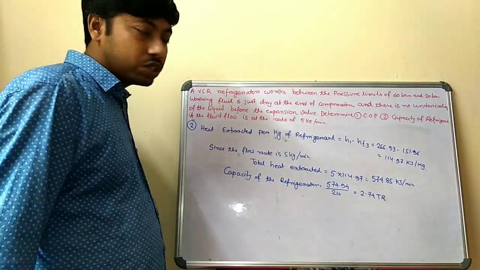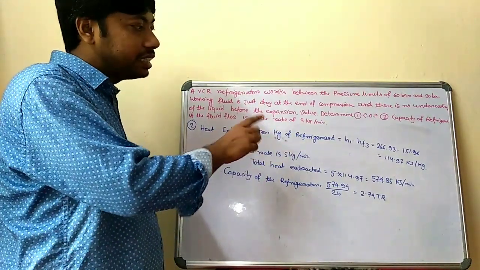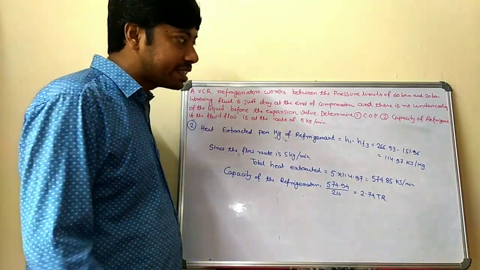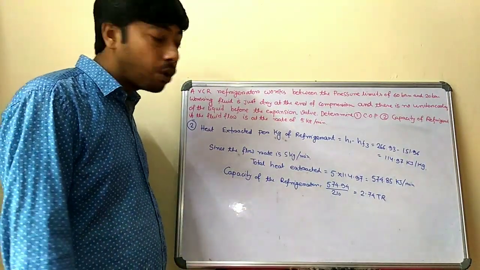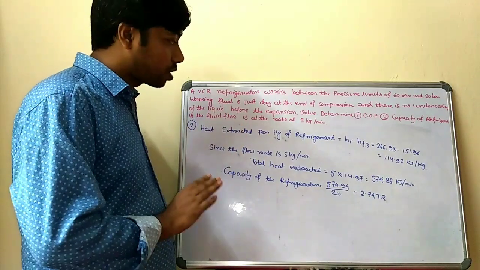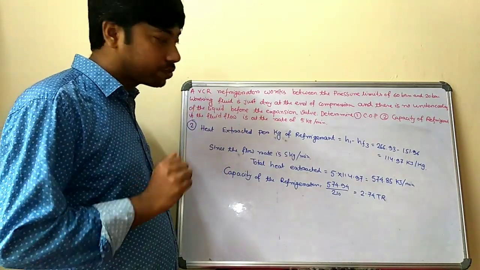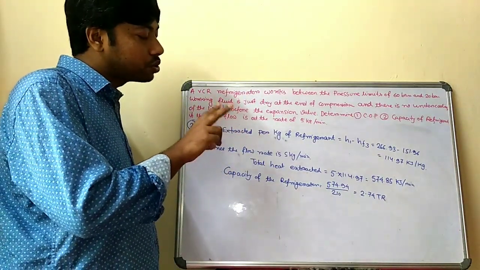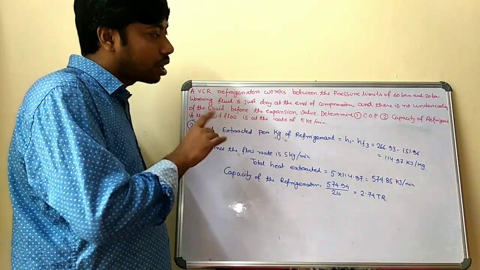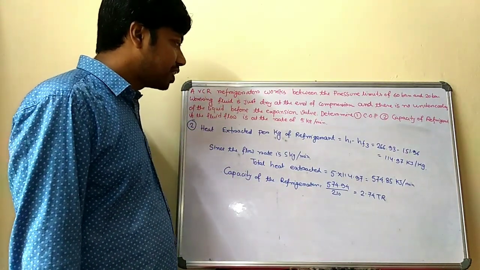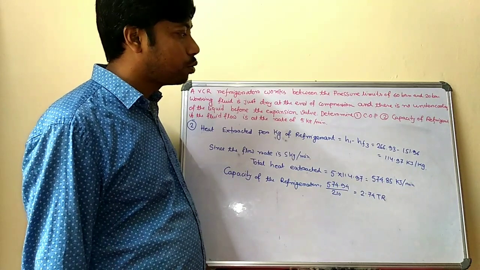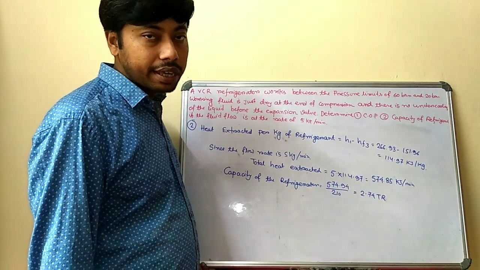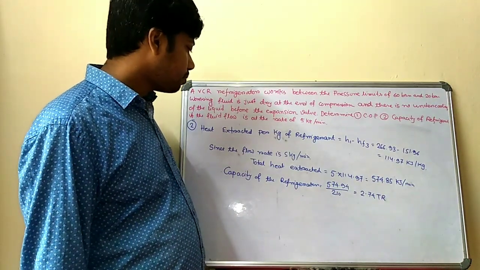So put this value 266.93, and HF3 is 151.96. That is nothing but your H4, sorry, not HF4, HF3 is equal to H4. Now put these two values, H1 and HF3, and you get the heat extracted per kg of refrigerant. That will be 114.97 kilojoule per kg.